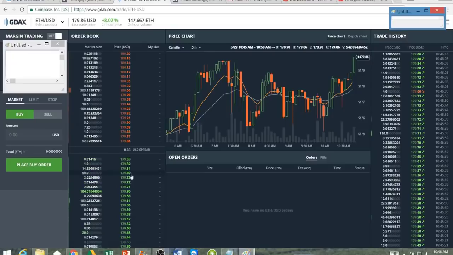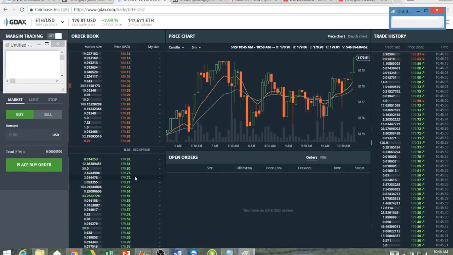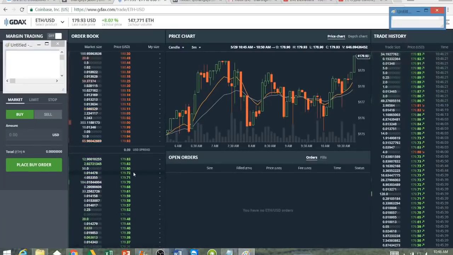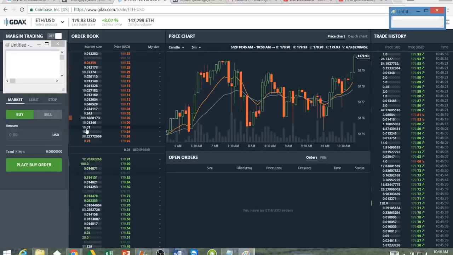So let's say right now I was in ETH from 175 and I wanted to start taking some profit. See this 303 here, 389 now at 180. I would put my sell at 179.99. If I put it at 180, I'm getting behind the line of 389 other ETH that need to get bought before my order gets filled. If I give up 1 penny, I will be filled before any of that 389 is filled.